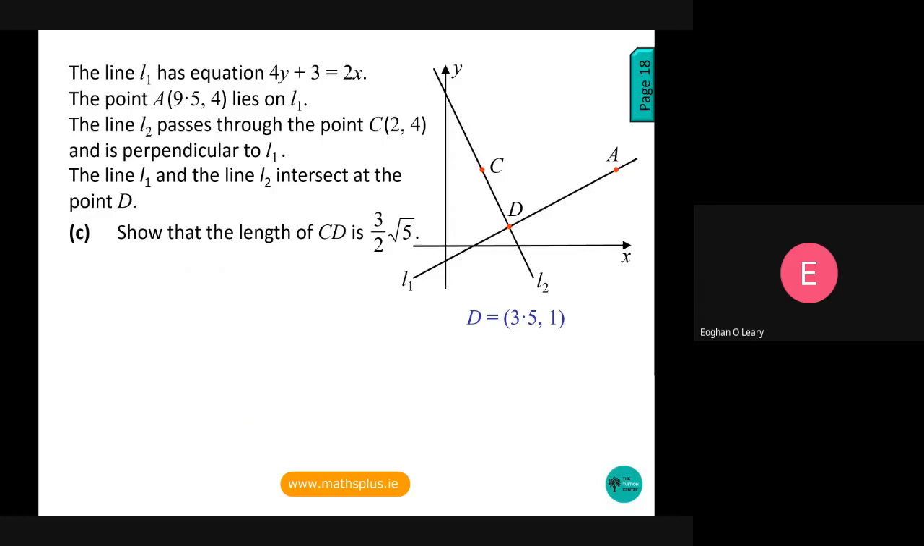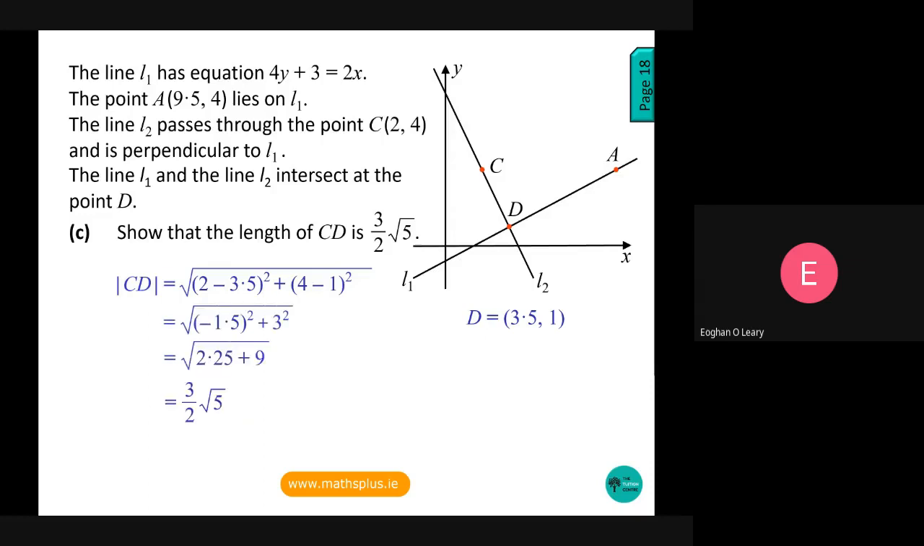I think it is, because we're going to have to show that the length of CD is 3 over 2 root 5. So using our 3.5, 1 and our 2, 4, we can just use our distance formula. Once we use our distance formula, it's relatively straightforward to work your way down to get the 3 over 2 root 5, and that's a 5-mark question.